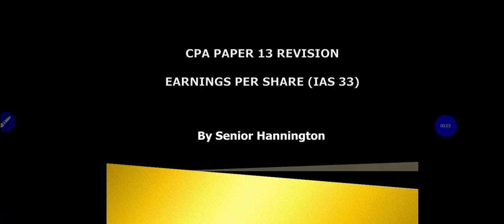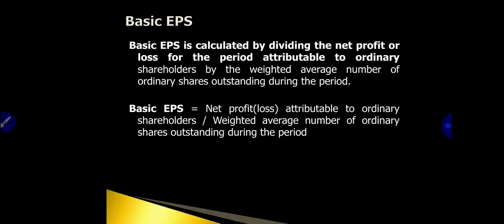CPA Paper 13 Revision Class, Earnings per Share, IAS 33, Senior Huntington. Now you should not omit any aspects of earnings per share as they come every sitting. Check past papers from November 2018 up to November 2019. So if you are a CPA Paper 13 candidate and you are unsure of how to calculate basic earnings per share, diluted earnings per share, you should revise this topic before it is too late for you.